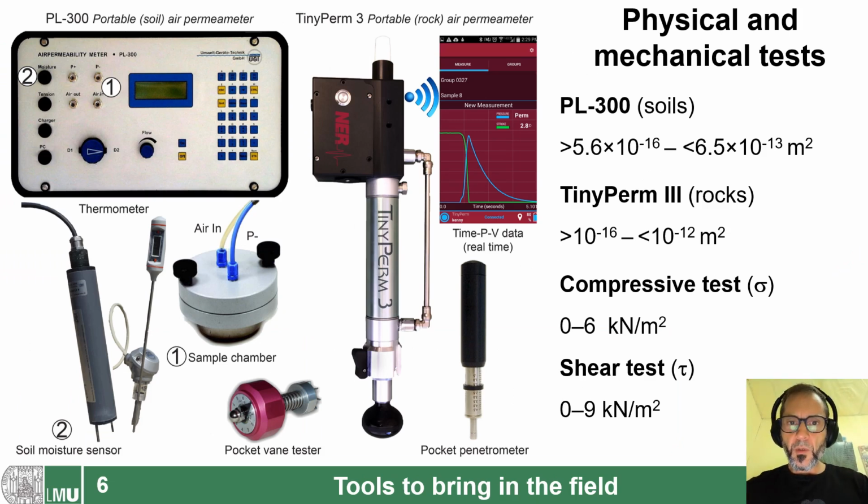In our fieldwork, we employ several tools to analyze soil characteristics, and these include mostly two permeameters: the PL300, designed for general soils, and the Tiny Perm 3, which is used instead for very stiff soils and rocks. We also have a soil moisture sensor for measuring humidity levels, thermocouples to measure temperatures, and a pocket penetrometer and vane tester for assessing compression and shear strength. Overall, our instruments cover a wide range of permeability values, which are essential for both permeable and impermeable soils. As for the mechanical properties, our strength measurements span from very soft to hard soils.